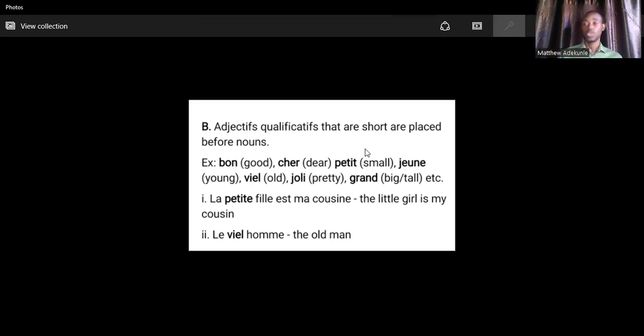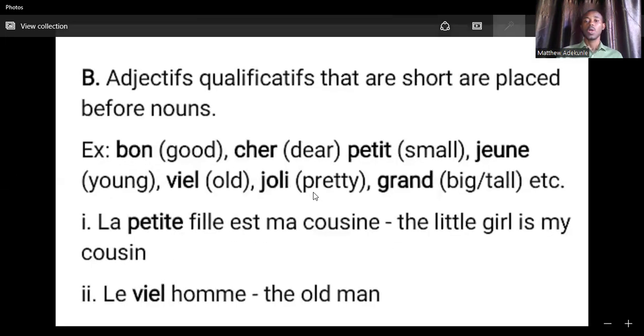So bon is good, cher is dear, petit is small. Then jeune is young, vieille, you can see that on the screen. Then on a aussi grand. Okay, let's stop there.